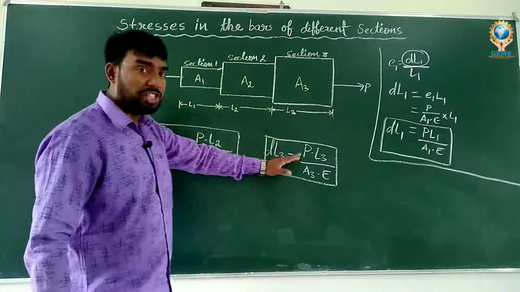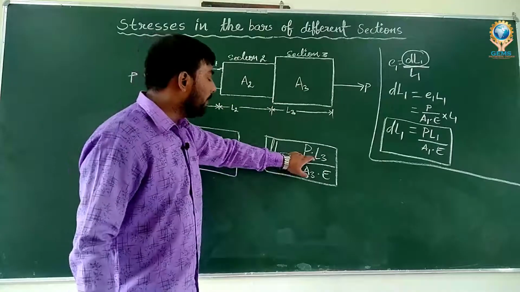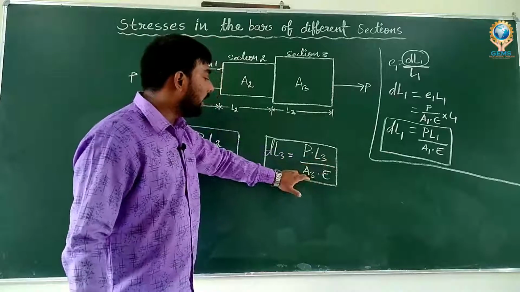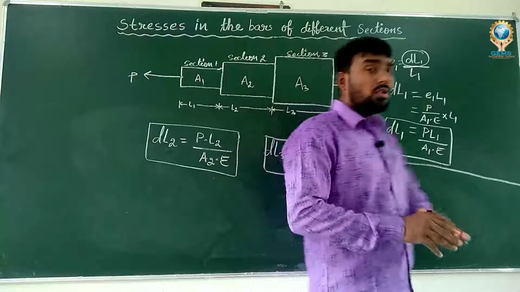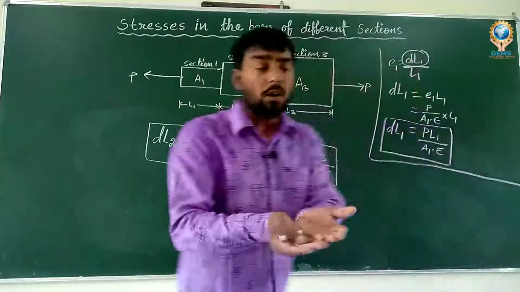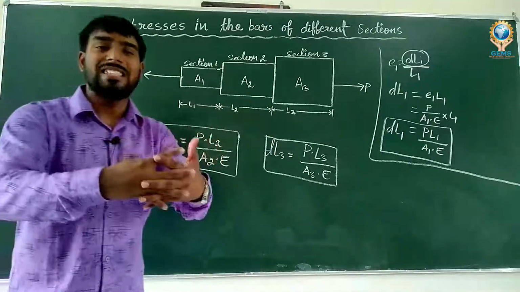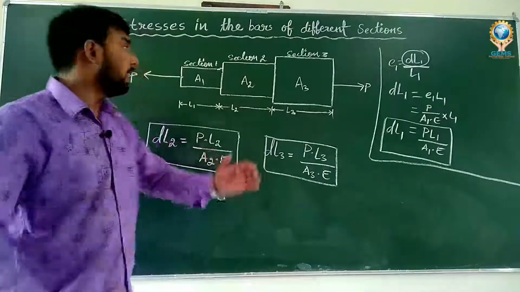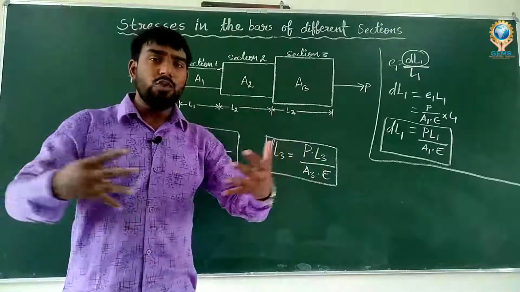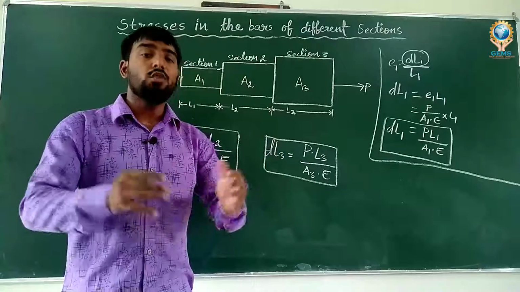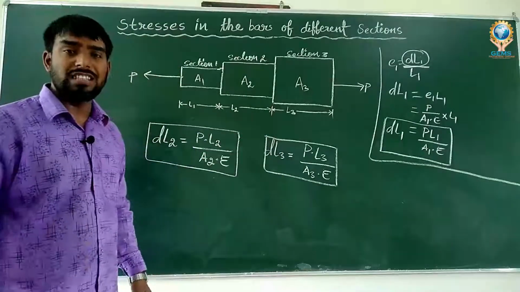And third, extension in section 3 we got as DL3 is equal to P into L3 divided by A3 into E. Understand? Now we have to find the extension of the total bar, all the sections as united. Now we will consider section 1, section 2 and section 3 in a united form. So we have to find the total extension of the bar. How will we find the total extension?